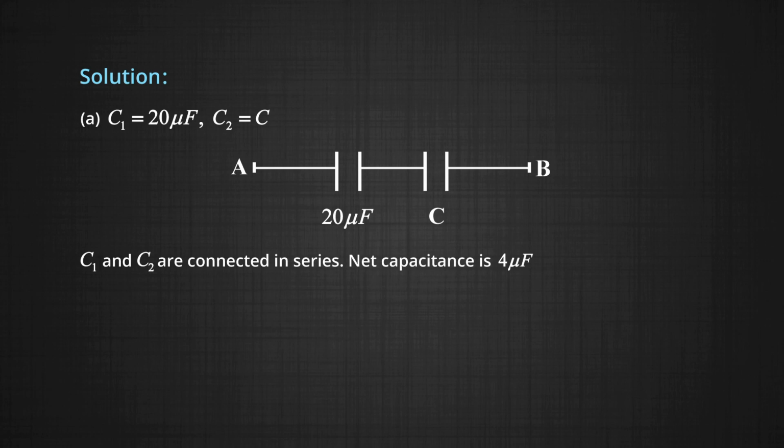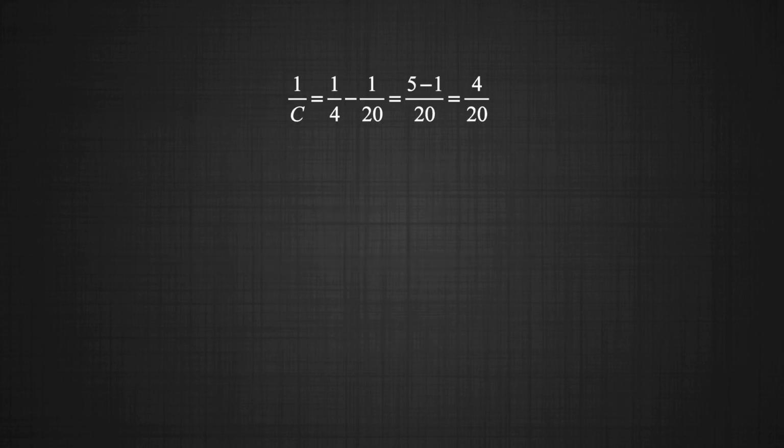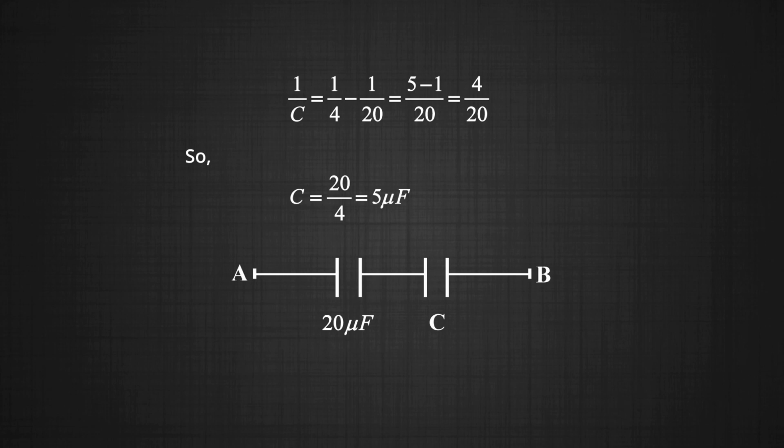On substituting the value in the formula, we get 1 upon 4 is equal to 1 upon 20 plus 1 upon C. So, on solving, we get 1 upon C is equal to 1 upon 4 minus 1 upon 20, that is 5 minus 1 upon 20, which comes out to be 4 by 20. On finding the reciprocal, we get C is equal to 20 by 4, which is 5 microfarad.